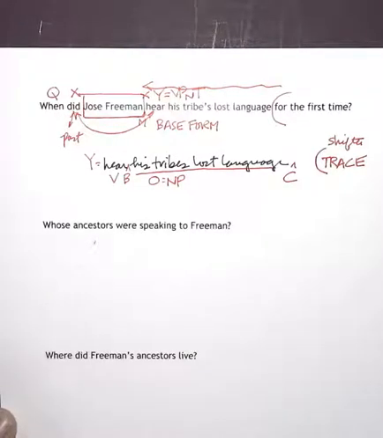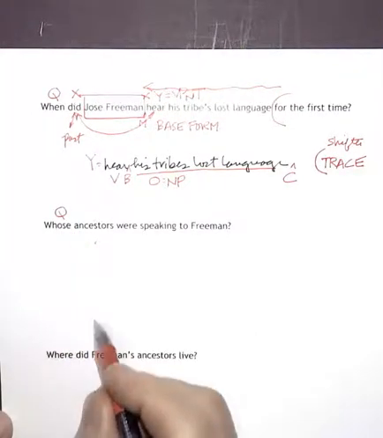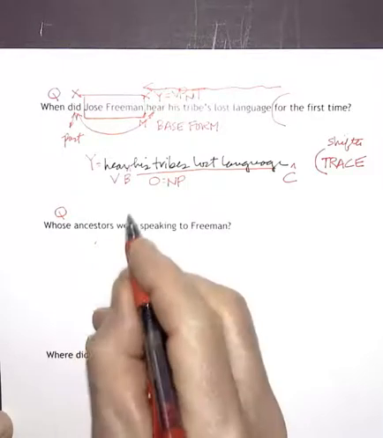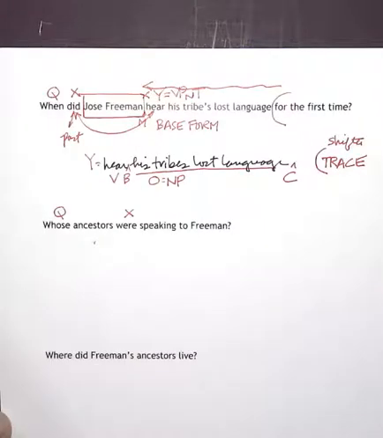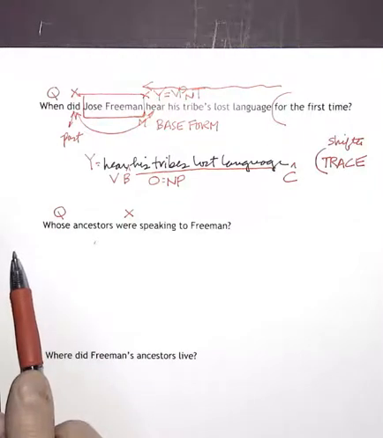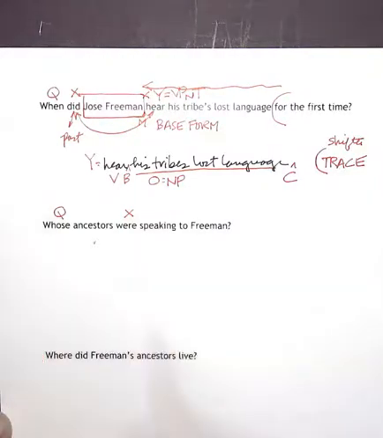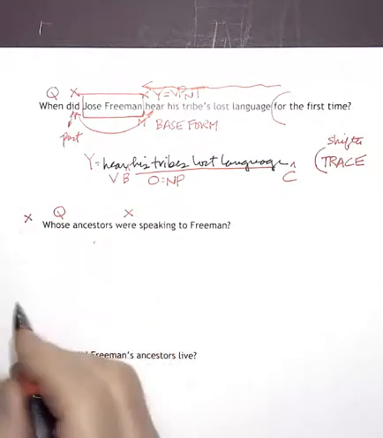Ready for another one? Whose ancestors were speaking to Freeman? Please analyze this sentence and come back when you're done. Question word is whose. I don't see any shifters. Now, were is the X word. And if I wanted to make a question, I'd probably have to move it over here. Were whose ancestors speaking to Freeman? So the second X word place is over here.